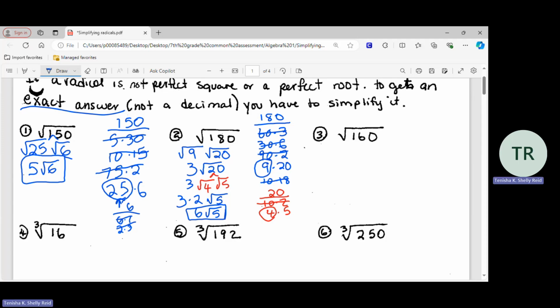To be fair, Miss Reed, or you, if you knew up here that 180 could be factored into 36 times 5, then you would have saved this extra step. But if you don't, you just continue to simplify all the way. Now you go ahead and try number 3. Pause the video and try number 3 on your own.